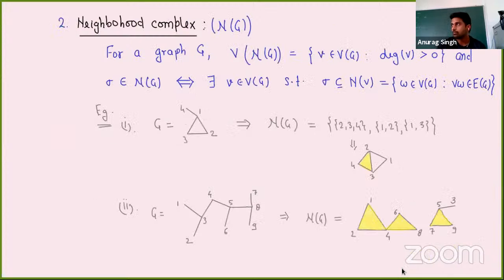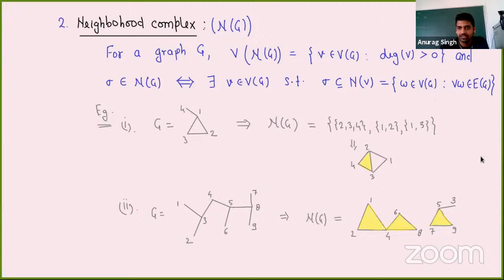The other very important complex that has been associated with graphs is the neighborhood complex. Why this complex is important and why I'm putting this in this talk, I'll tell you in a minute. But before, let's see the definition of this complex. The complex is the collection of all the subsets of vertices of G with the property that the subset has a common neighbor. What do I mean by common neighbor? You say sigma is a face of the neighborhood complex if and only if there exists a vertex v such that sigma is a subset of the neighbors of v.